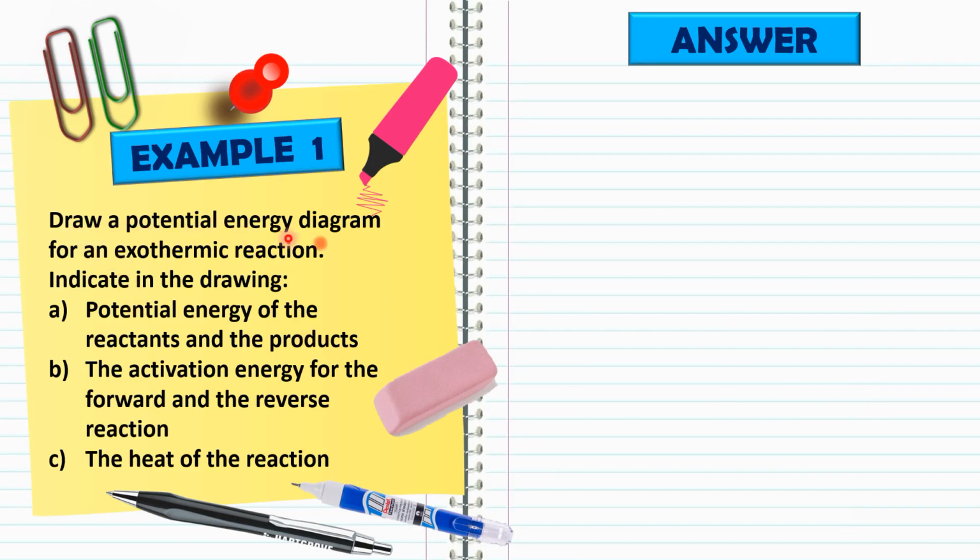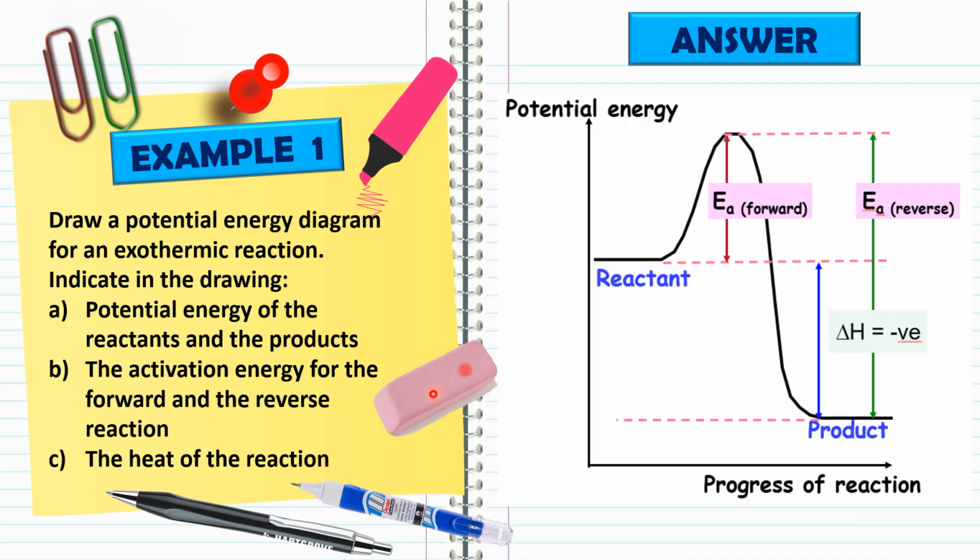Draw a potential energy diagram for an exothermic reaction. So the keyword here is exothermic reaction. In your drawing, you have to indicate the potential energy of the reactant and the product, the activation energy for the forward and also the reverse reaction, and the heat of the reaction, which refers to the delta H. So this is the sample answer. Because this is an exothermic reaction, the potential energy of the reactant is higher compared to the product. Then you have to label like this.